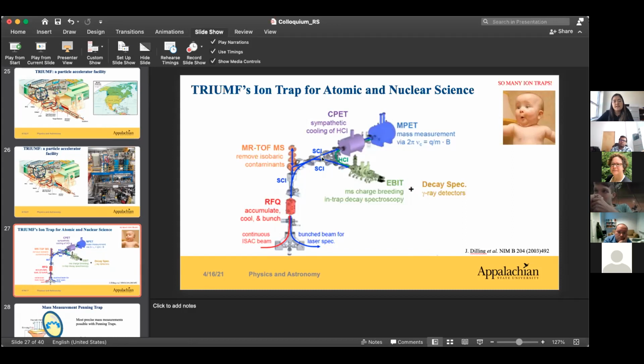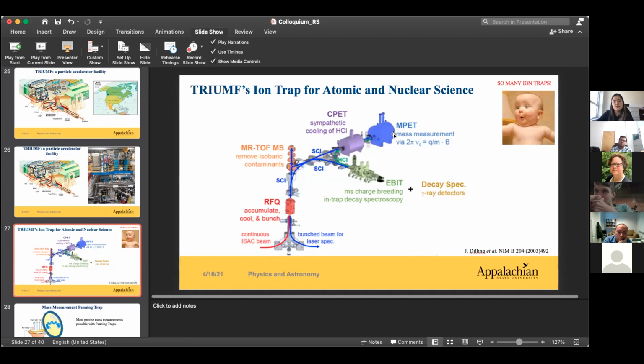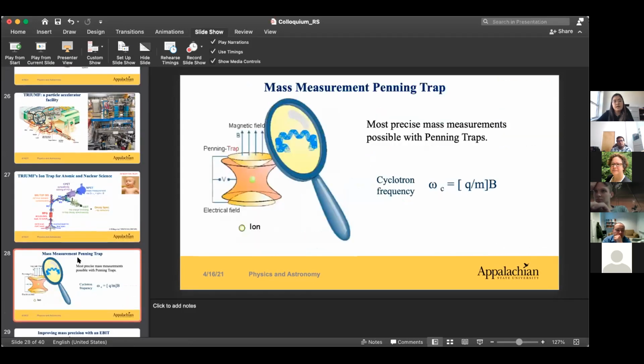And you can either send singly charged ions to this trap for mass measurements, or you can send it to an electron beam ion trap, and then you can increase the charge state of this species and then send it back to the mass measurement trap for measuring the masses.